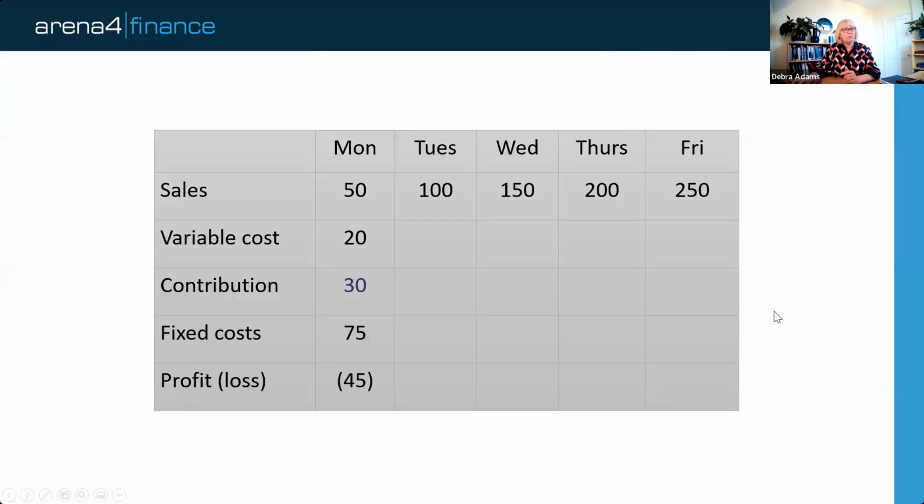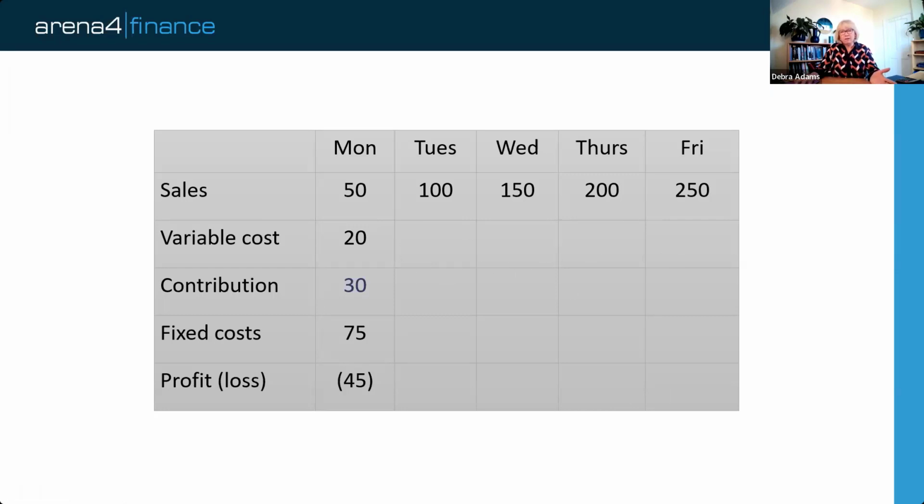So let's get back to looking at the break-even calculation. On the screen I have some very simple values in terms of looking at sales, variable costs, contribution, fixed costs, and whether we make a profit or loss. So we've said already that the sales minus the variable costs equals contribution. So here 50 minus 20 equals 30. And then if the fixed costs on a Monday are 75, then clearly we appear to be making a loss on that day.